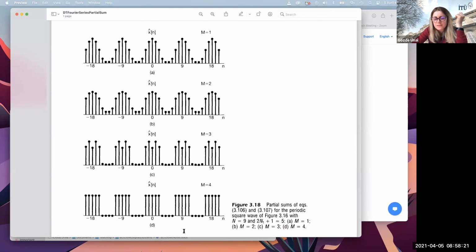It's the same, 9. Okay, it repeats itself every 9 samples, not 10 in this case. Look, 9, 18, minus 9. Similarly, it's non-zero between minus 2 and 2, but capital N, the fundamental period here, was 9. But you see, as we add more AKs here, more sinusoids, harmonically related sinusoids, we come close to an approximation of the sequence, which at the end is almost exact, right? Here it's exact.